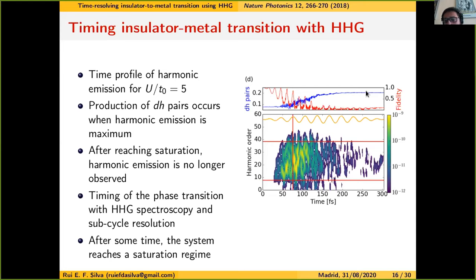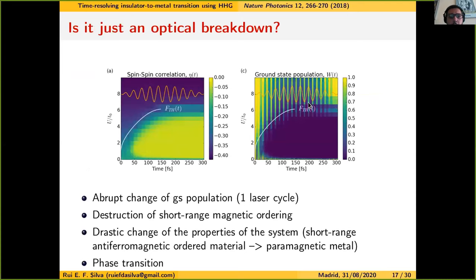So after reaching a saturated state that is around here, we don't see any more high harmonic emission. So we can time the phase transition using high harmonic spectroscopy. So is this just an optical breakdown? And I argue that it's not. It's more than that, because we see an abrupt change of the ground state population within a laser cycle. We start with a short-range antiferromagnetic material, and we end up with a paramagnetic metal. So we have a drastic change of properties of the system, and this is arguably a phase transition.